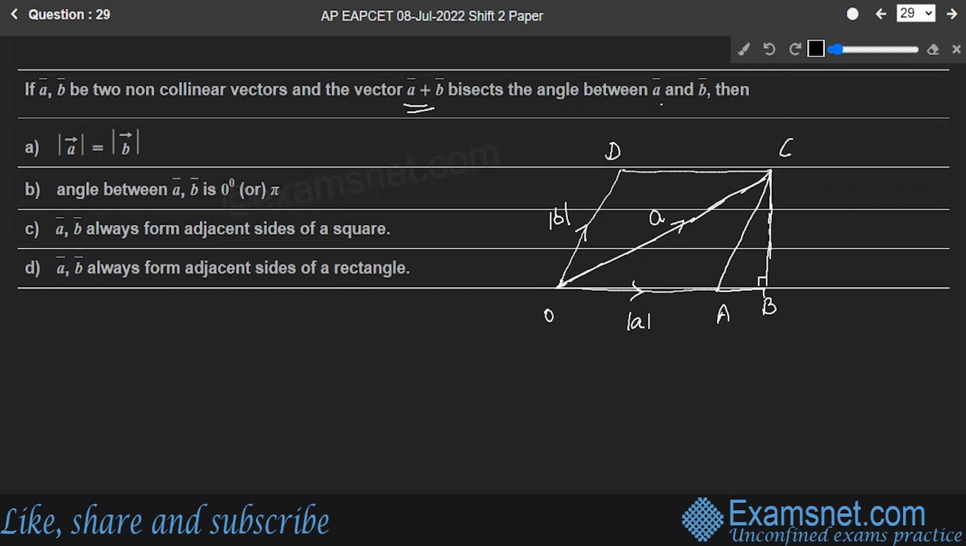This is A vector plus B vector, right? Now, this is bisecting. So if this is theta, then this is also theta. And this has got to be 2 theta because they are the corresponding angles. Right? Hope you're clear till here.